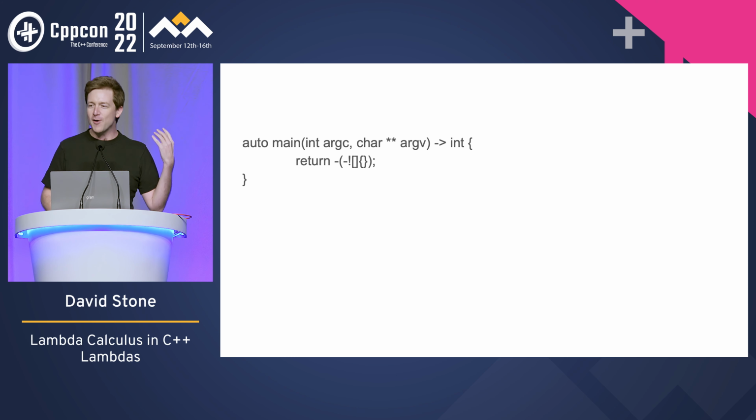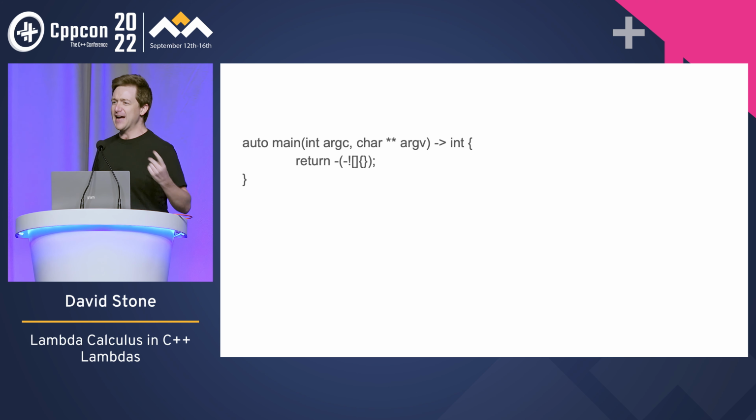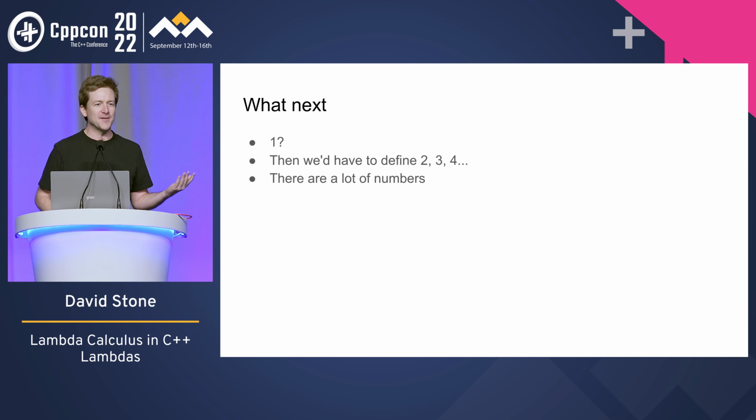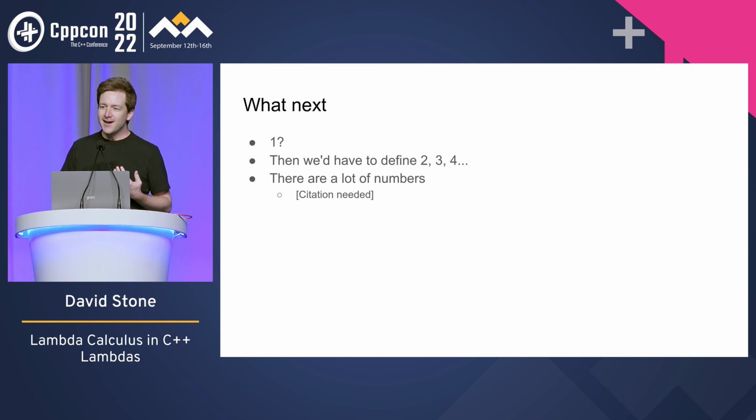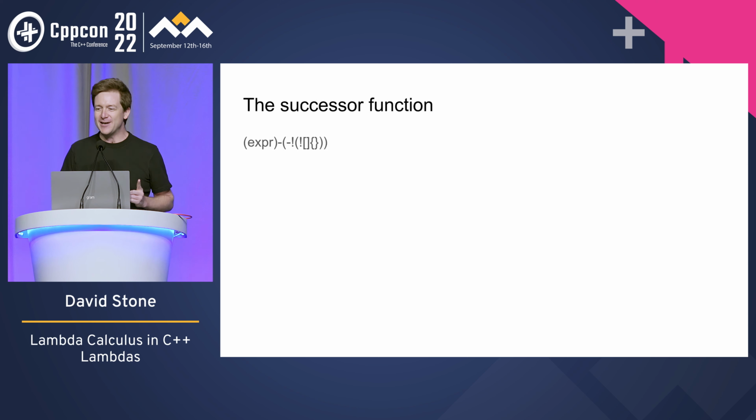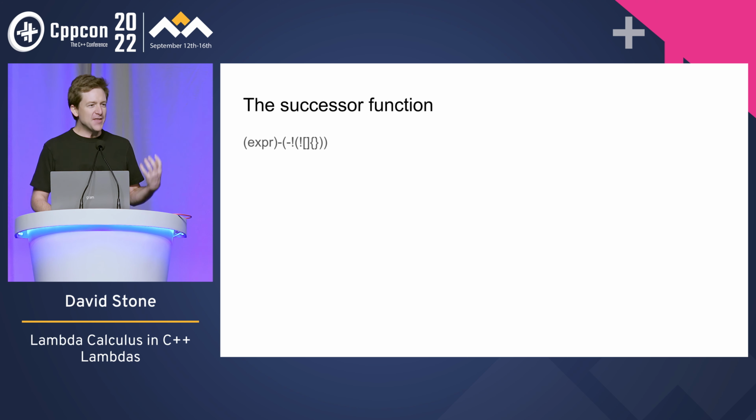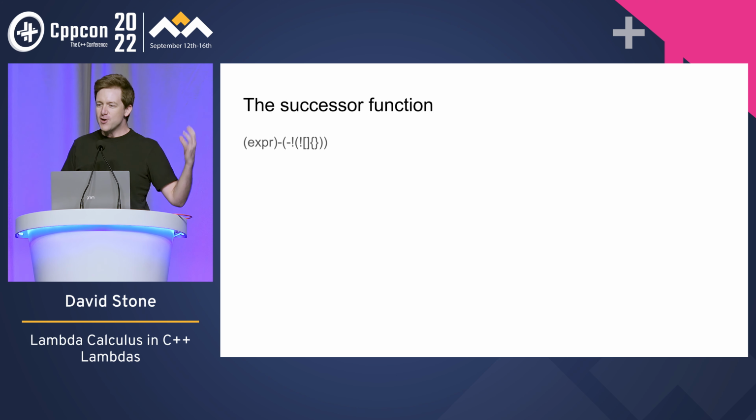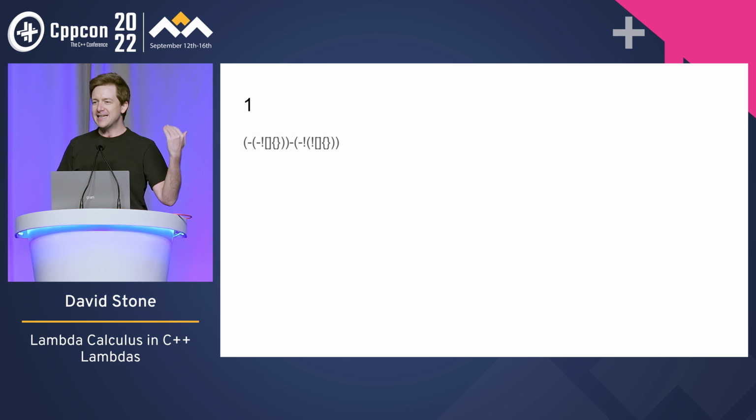So now we've defined zero. What do we do next? One? Ha, surely you jest. Then we have to define two, three, four. I don't have time for that. There are a lot of numbers out there. Instead, what we need to do is define the successor function. This is how the Lambda calculus is built up. You have an expression, and you substitute it in to expr. So when you want to define one, you just do this, nice and straightforward.